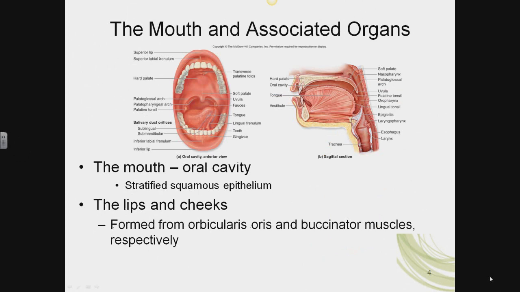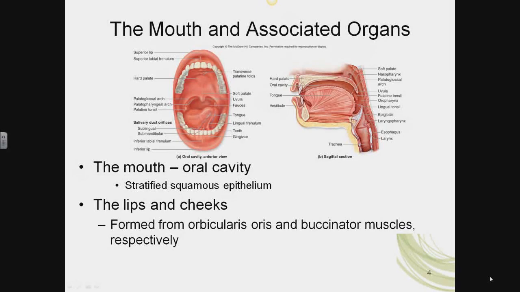Remember from Lab Unit 2, when we learned about skeletal muscle, we learned about the buccinator muscles. These are the muscles that form your cheeks, and the orbicularis oris, which was the skeletal muscle that surrounded your lips. The buccinator muscles, of course, allowed for your cheek compression, and this helps keep the bolus of food in the middle of your oral cavity. And the orbicularis oris, of course, when it contracts, it closes your mouth.